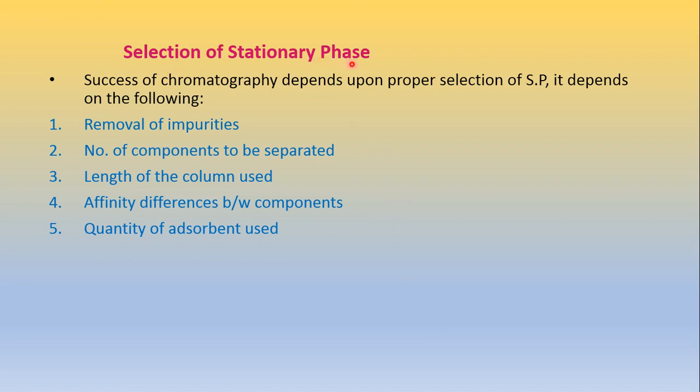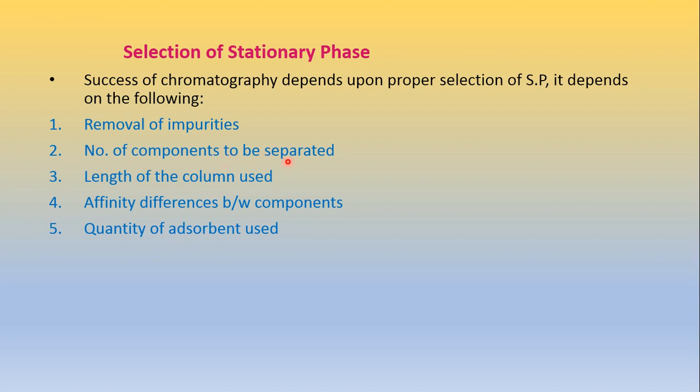Now the selection of stationary phase. How do we choose a specific stationary phase for a specific column for specific samples? The success of chromatography depends upon the proper selection of stationary phase, and it depends on the following factors. First, removal of impurities. The stationary phase should remove impurities from our actual sample components. Generally, in preparative column chromatography, the impurities remain on the top side of the column during the experiment, and the actual sample components run through the column.